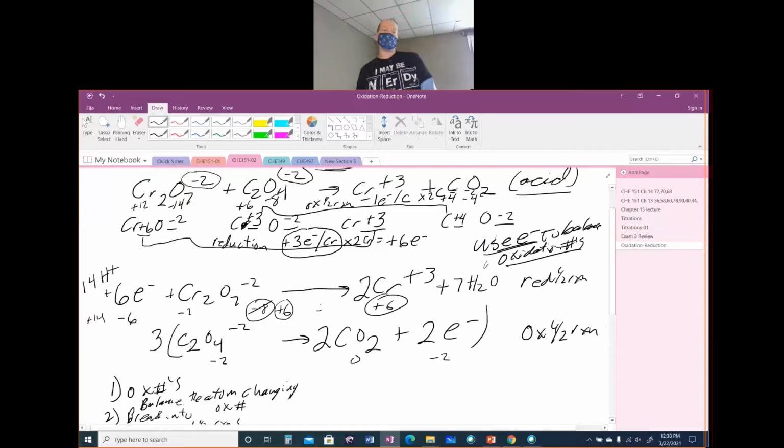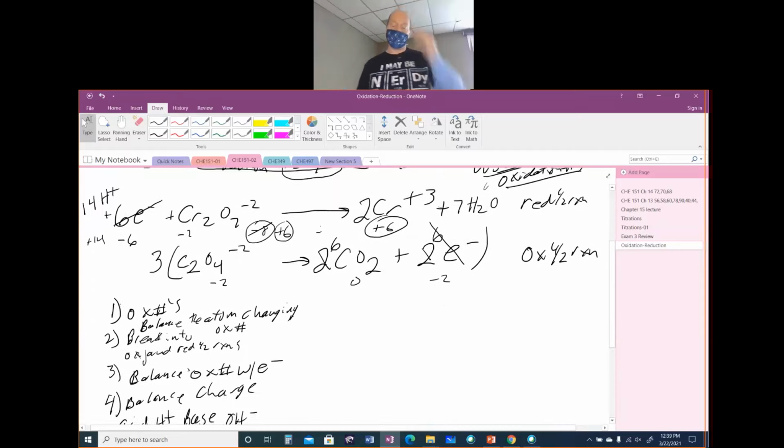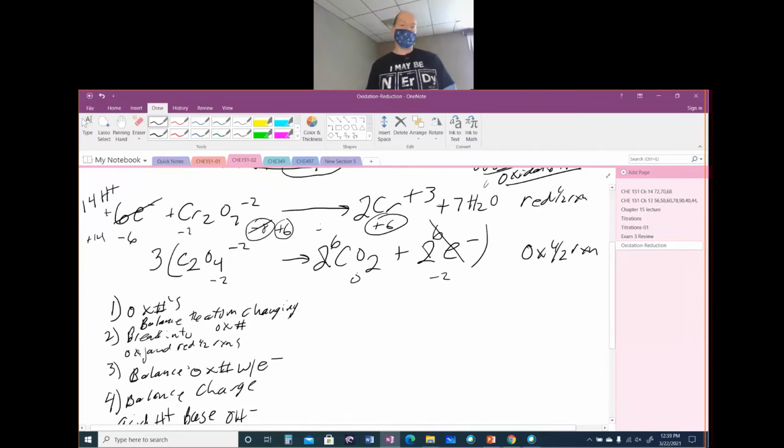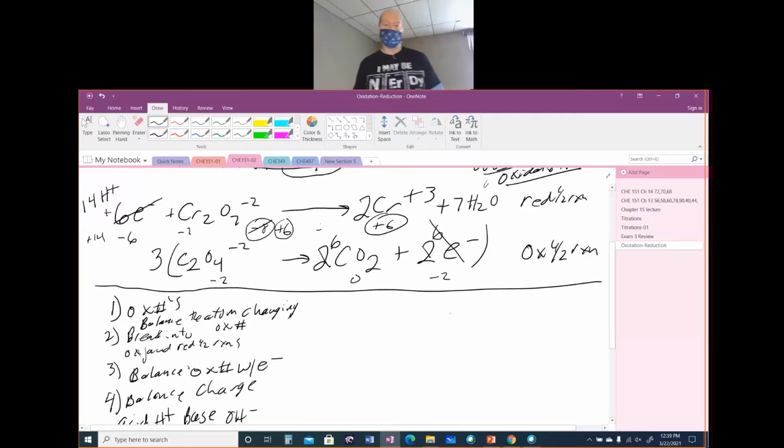So now we have 3 C2O4 minus 2s. We now have 6 CO2s. We now have 6 electrons, and we will subtract 6 electrons from both sides. All right, and after we have done that, now we can add up the 2 reactions. All right, so now we're going to add up the 2 reactions.